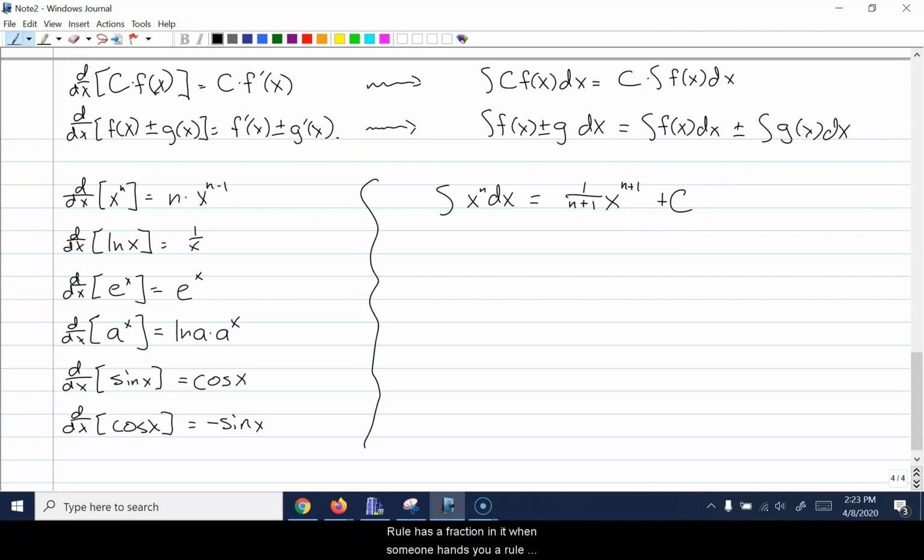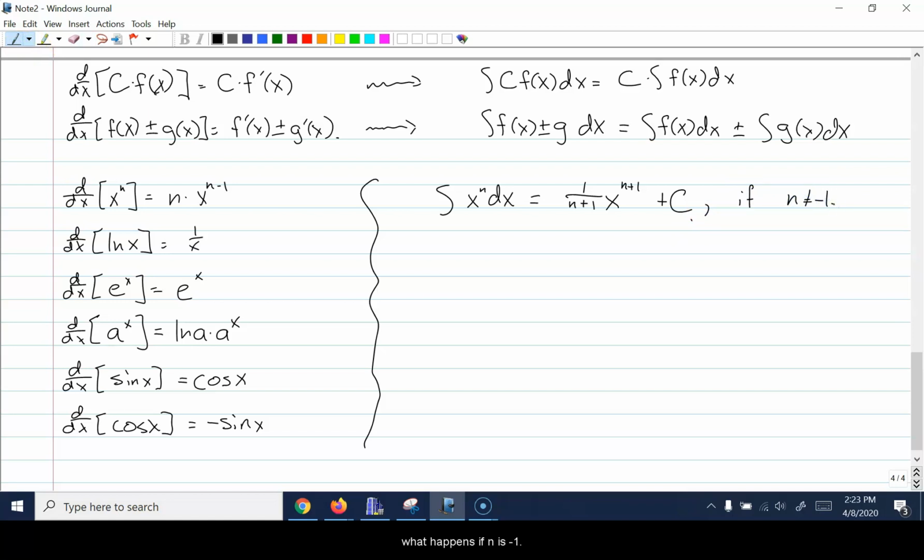This rule has a fraction in it. When someone hands you a rule with a fraction in it, you should always have in your mind, wait, what if we divide by 0? There's a version of this rule that has us trying to divide by 0, and we can't divide by 0, so that version of the rule must have a problem. For the moment, we'll just add an if n is not negative 1.